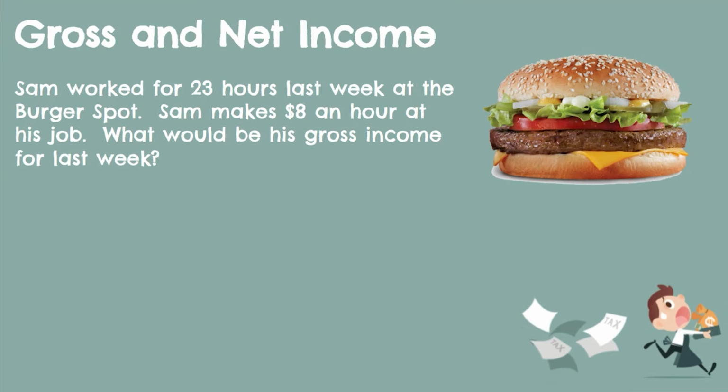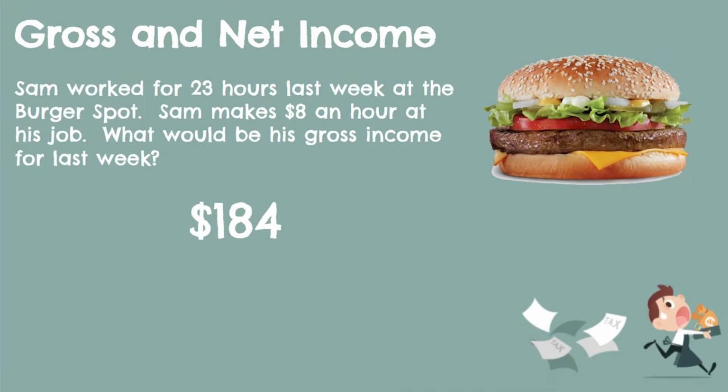Let's look at Sam. Sam worked for 23 hours last week at the burger spot. Sam makes $8 an hour at his job. What would be his gross income for last week? If Sam makes $8 per hour, so every hour he makes $8, and he works for a total of 23 hours, what would be his gross income? Right, we're going to do 23 times 8. If you did 23 times 8, you're going to get $184. Yay!